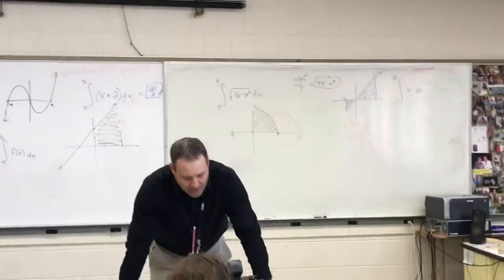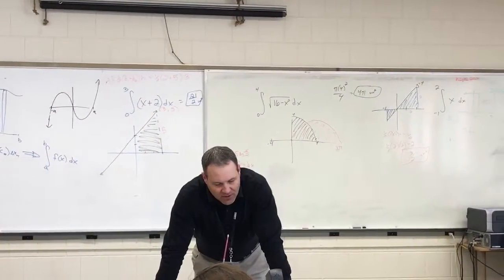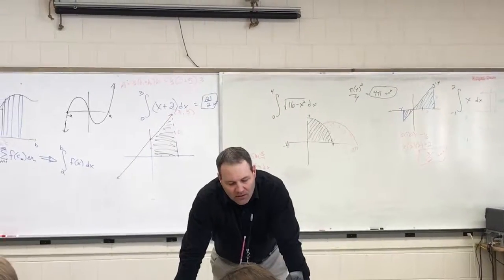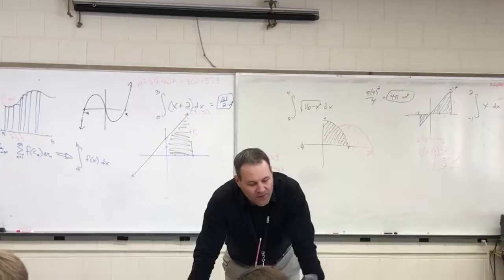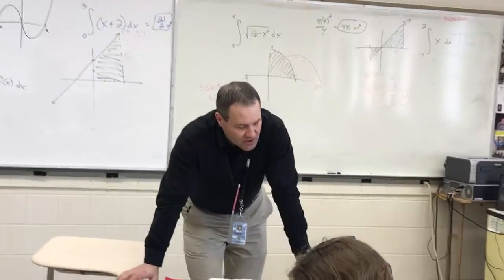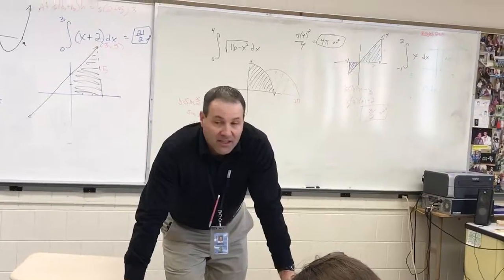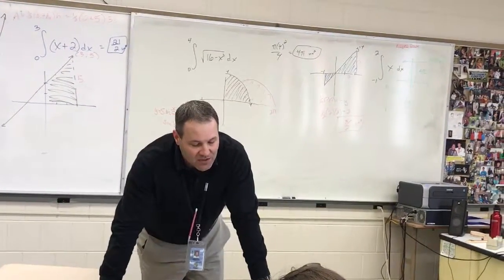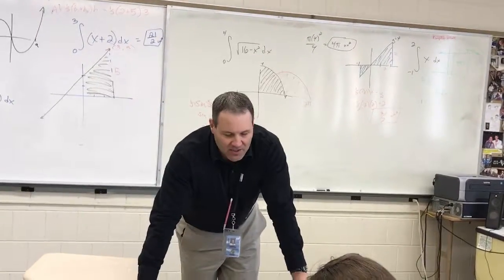Number 1, explain why the function is not continuous from 0 to 3. There's a hole at 2. It is a removable discontinuity because if you factor the top and bottom, it can be simplified to be x plus 2. Are you with me? We're going fast, so I'm just kind of doing it all out.